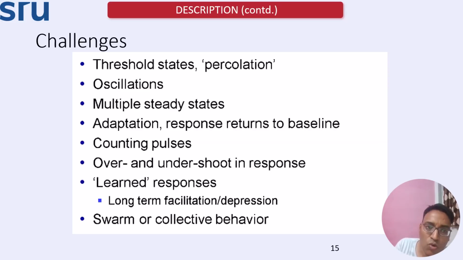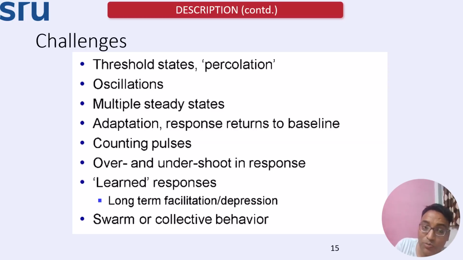The activation, the response returns to baseline. The coding pulses overshoot and undershoot in response. Sometimes the expression values drastically shoot up. Sometimes the expression values remain very low for the reactants, for the inducers. And the things keep on changing. Learned responses. See? Long-term facilitation or depression. The system is able to learn by itself. Next time when the thing comes up, it may respond better.